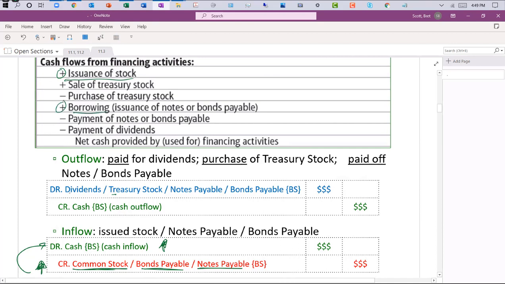What if we paid out dividends or purchased treasury stock or paid off notes payable or bonds payable? The idea behind here is paying something, paying out cash is going to reduce the cash account. That's why you see purchase is a negative flow. Payment is a negative flow. These are pretty intuitive. We're going to put in negative numbers to represent payments, positive numbers to represent proceeds.